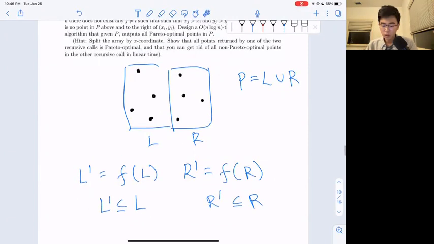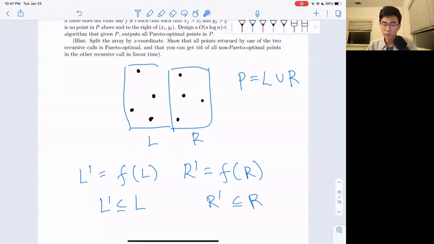The easier part is to figure out what happens to the optimal points from R prime. So clearly these 2 points would be in R prime, and this point would also be in R prime, but this point will not be in R prime because there is a point in R that is to the top right of it. So any point that is in R prime, we can see that it'll also be in P prime, as in it's also Pareto optimal in P.